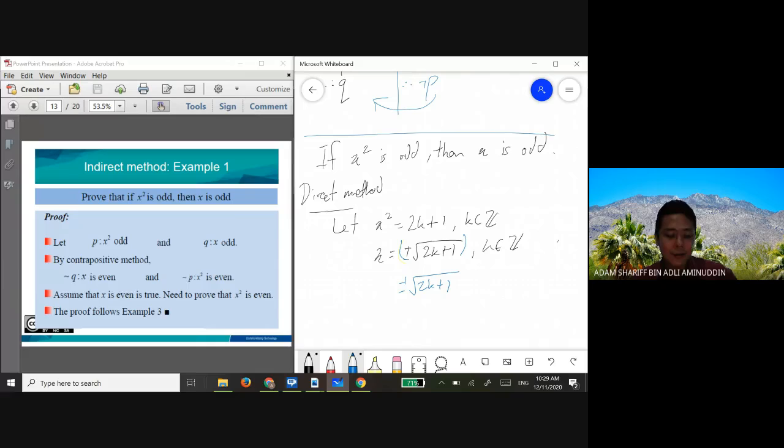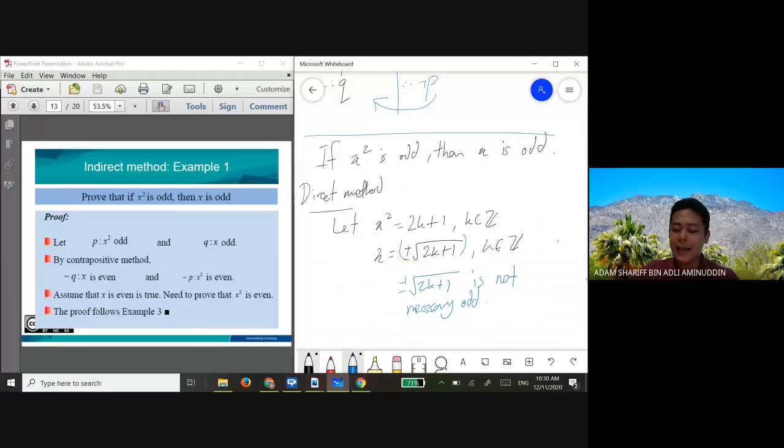Oh. Kita tak tahu. Dia boleh odd. Sebenarnya dia boleh odd, tapi bentuk odd number ialah 2k plus 1. So what I want to say here is that my point exactly is that the plus minus square root of 2k plus 1 is not necessarily odd.